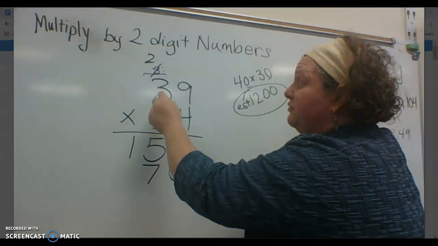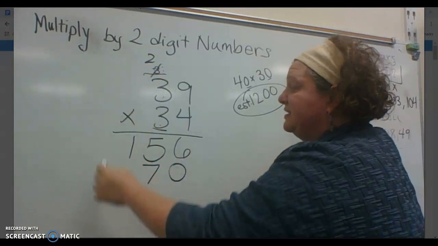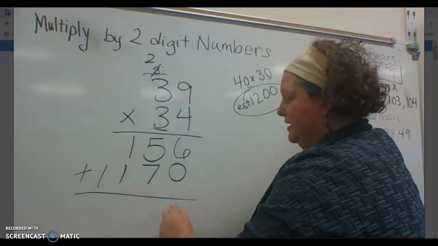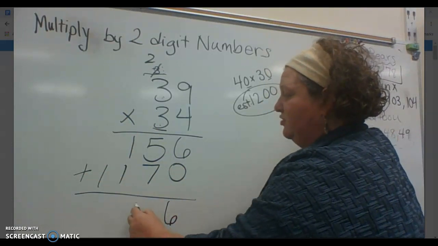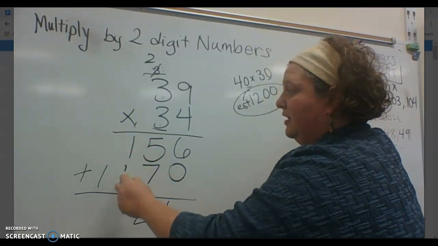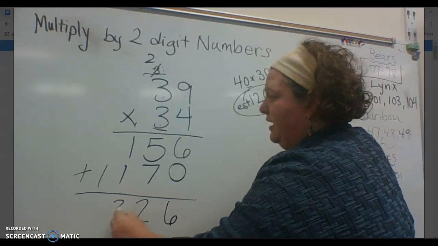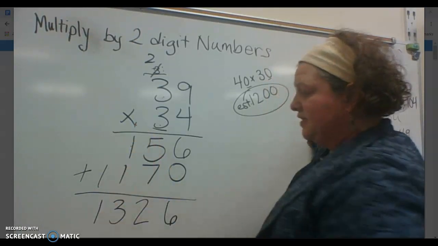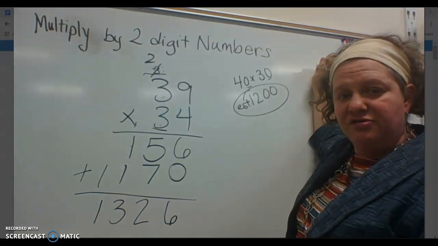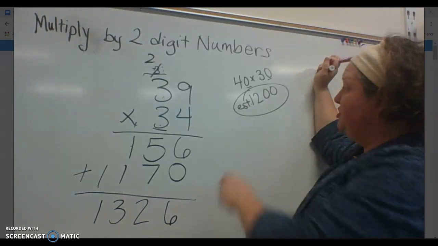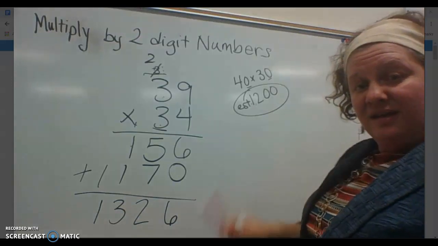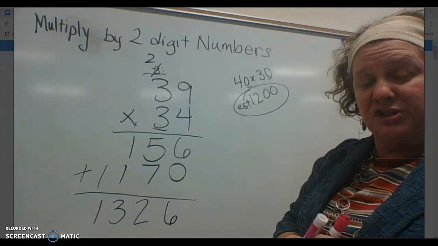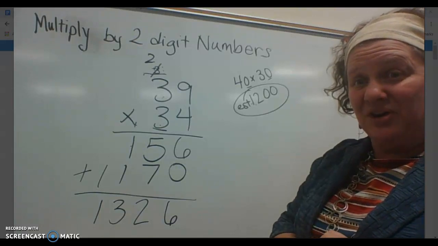3 times 3 is 9. Plus 2 is 11, and we're going to add to get 6 and 12 and 3, because we have 1, 1, 1 for 3 and 1. So we have 1,326 for our answer, which is pretty close to 1,200. And that is how we multiply with 2-digit numbers.